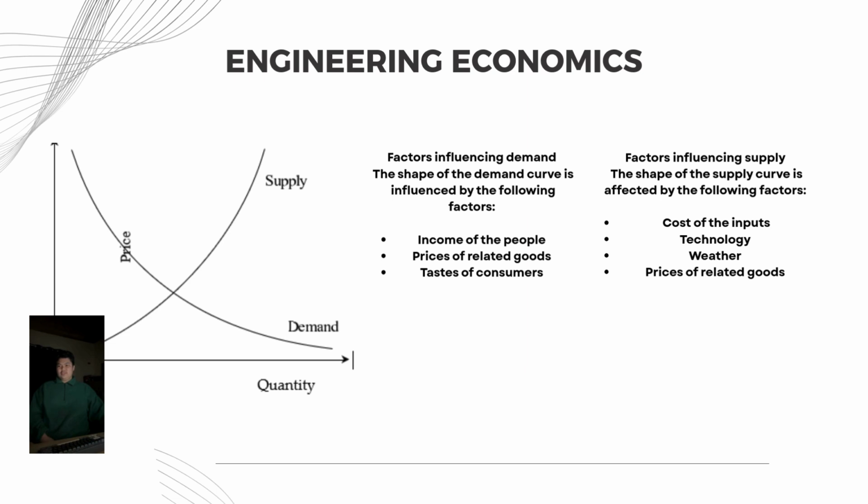Weather also has a direct bearing on the supply of products. For example, demand for woolen products will increase during winter. This means the prices of woolen goods will increase in winter. So naturally, the manufacturer will supply more volume of woolen goods during winter.